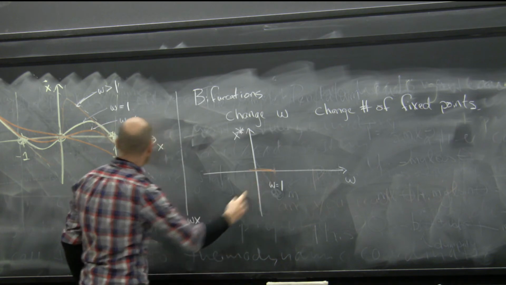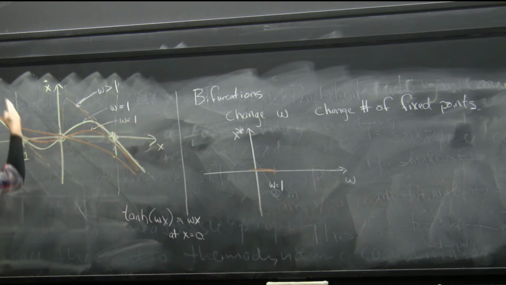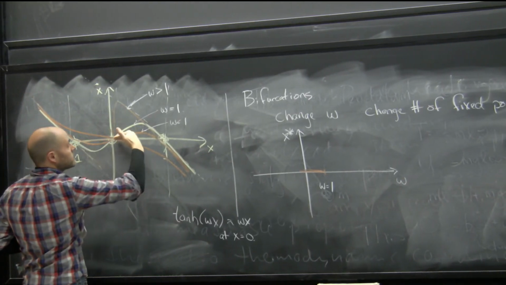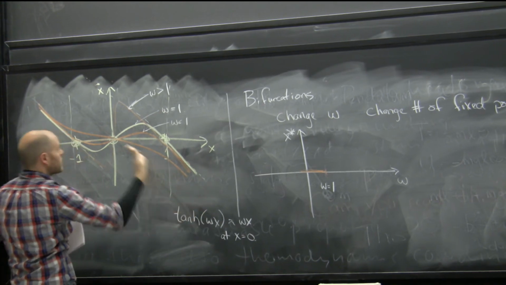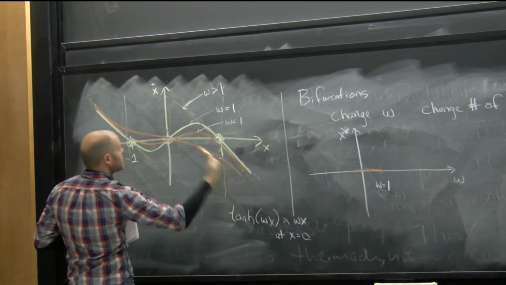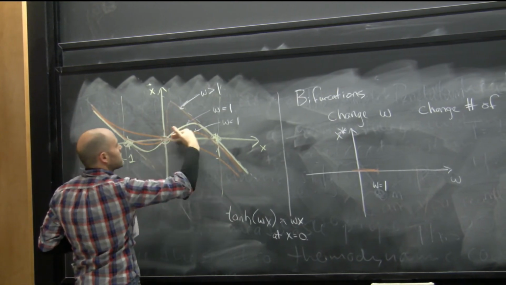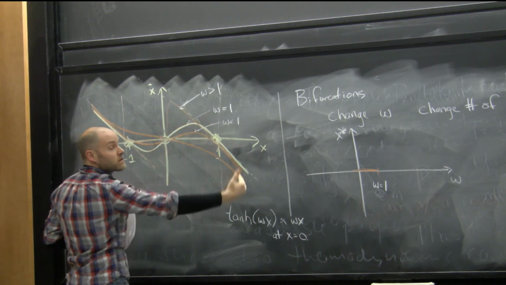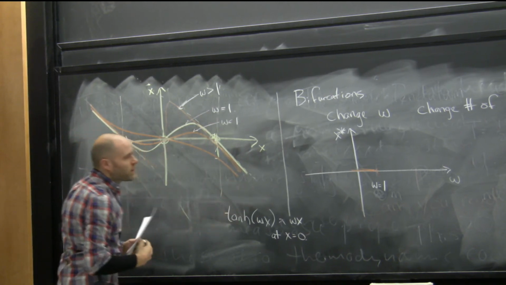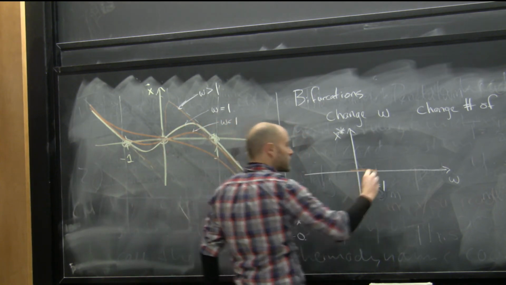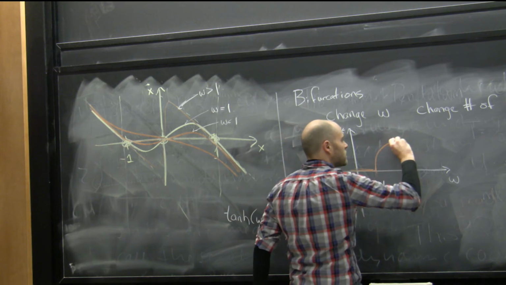So 1 becomes the key moment, where my line of slope 1 and the tangent give me something that comes in and kisses here and goes back. If I'm less than 1, I have something like this. If I'm at 1, I have something that looks like this. And if I'm greater than 1, I have something that looks like this. So something magical happens at 1. I get an explosion of fixed points here. They go off in 2 different directions.